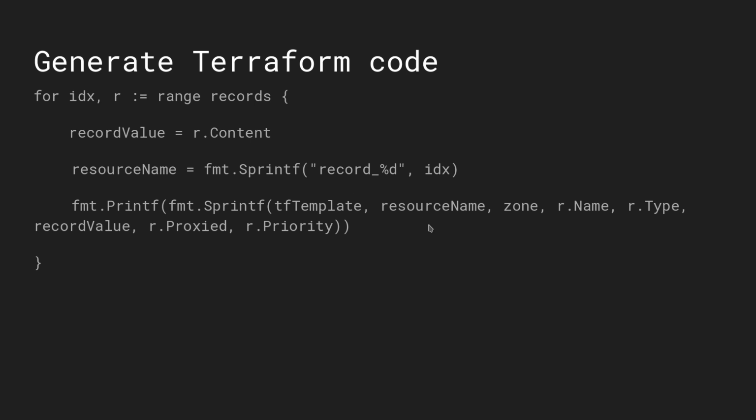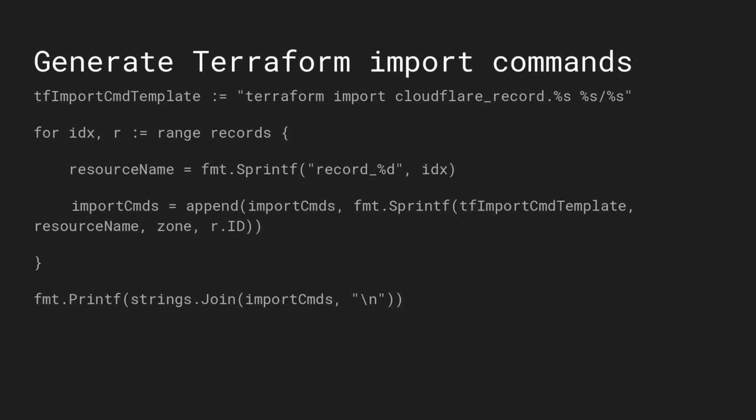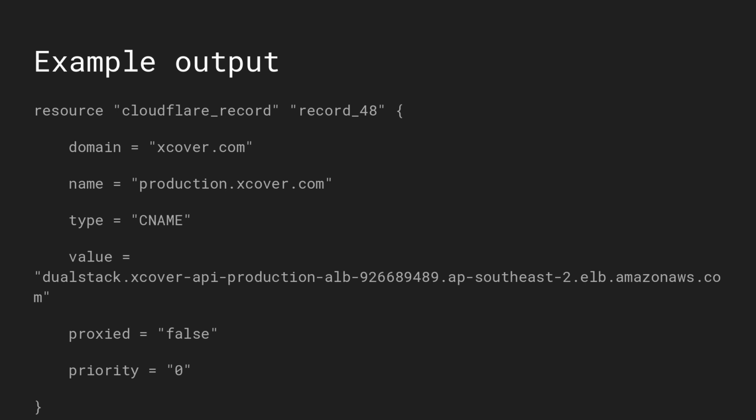We use the fmt.Sprintf function to generate the resource name. The idea is simple. We are going to name the resources record underscore IDX, so record 1, record 2, and record 3. And then we again have a couple of Sprintf calls. Similarly for the import command as well. So we have the Terraform import, Cloudflare record, and then we have a bunch of stuff. And this is an example output. This is the Terraform resource output that it would generate.